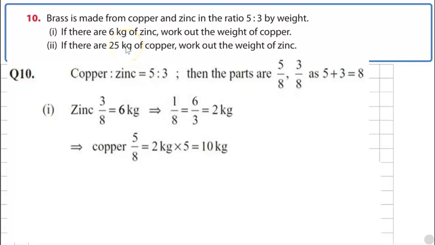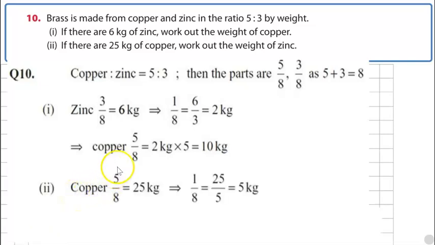Then we'll divide by 5 to get 1/8, or one part, and then we'll multiply by 3 to get how much zinc there is. So it's the same steps, just in reverse, using copper first of all now instead of zinc. So copper is 5/8, which is equal to 25 kilograms.